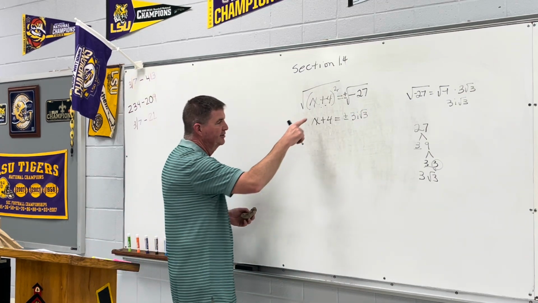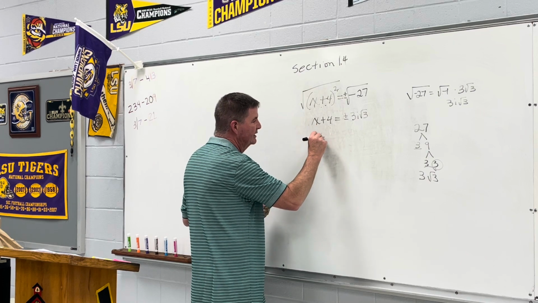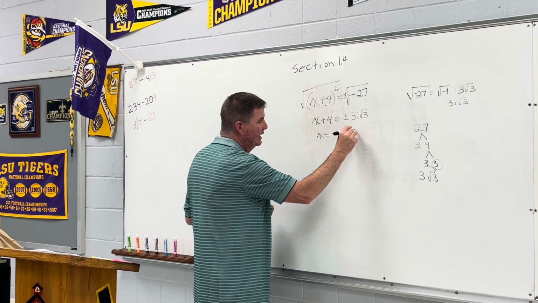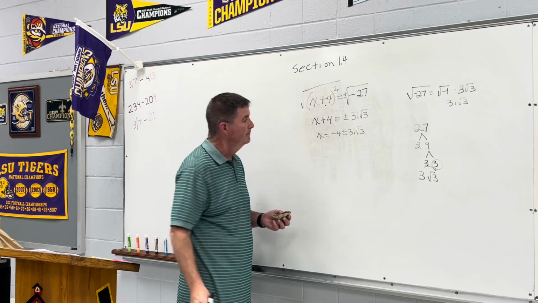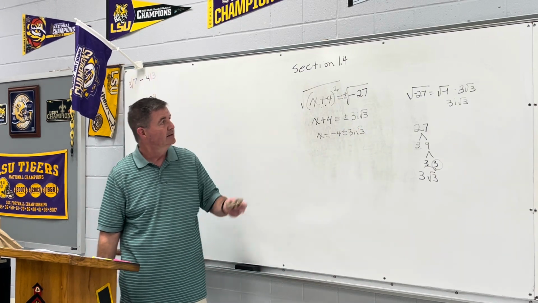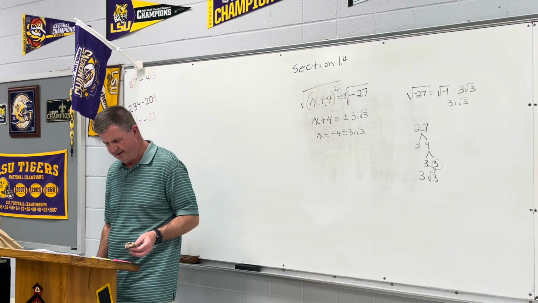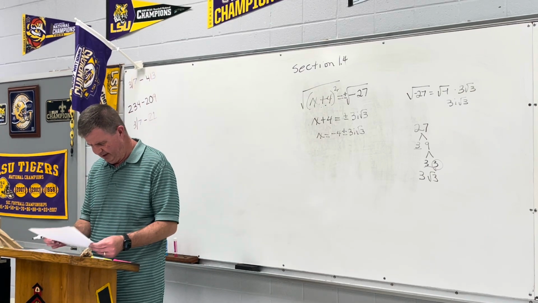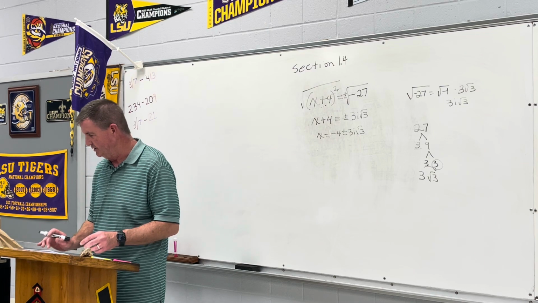And then what? Bring the 4 to the other side. So x equals negative 4 plus or minus 3i square root of 3. That is the square root method for solving quadratic equations.